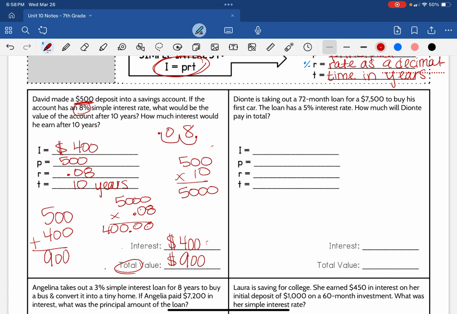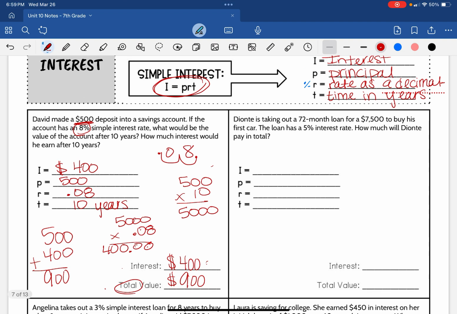Okay? Next one, Deontay is taking a 72-month loan for $7,500 to buy his first car. The loan has a 5% interest rate. How much will Deontay pay in total? Well, they don't tell us our interest, so we're going to have to calculate that. They do tell us how much the loan was for. Before everything, his principal amount was $7,500.